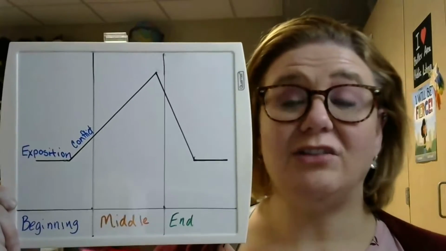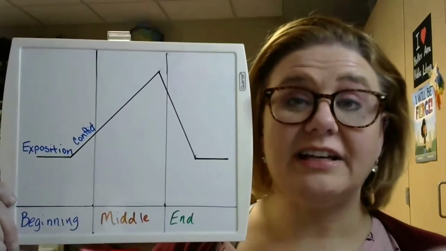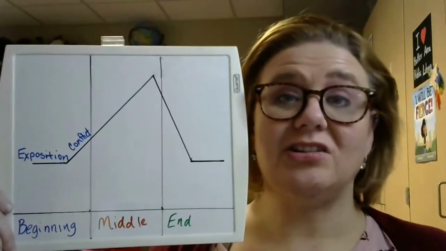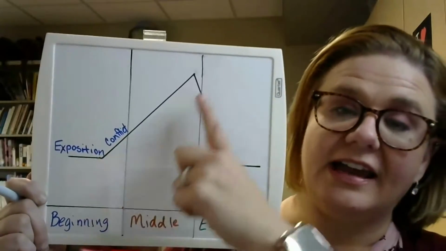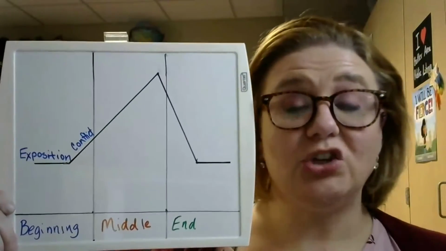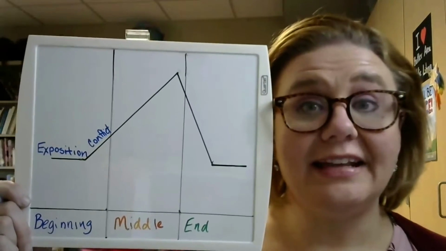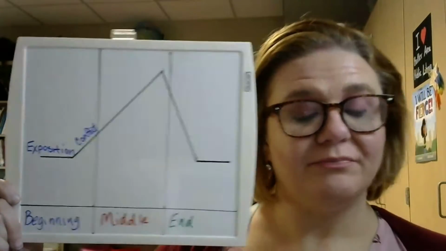And you can't just let it level off. You can't just introduce the conflict and then continue on in a straight line. You see that the line continues upward into the middle of the story. And that's where things start to get interesting.